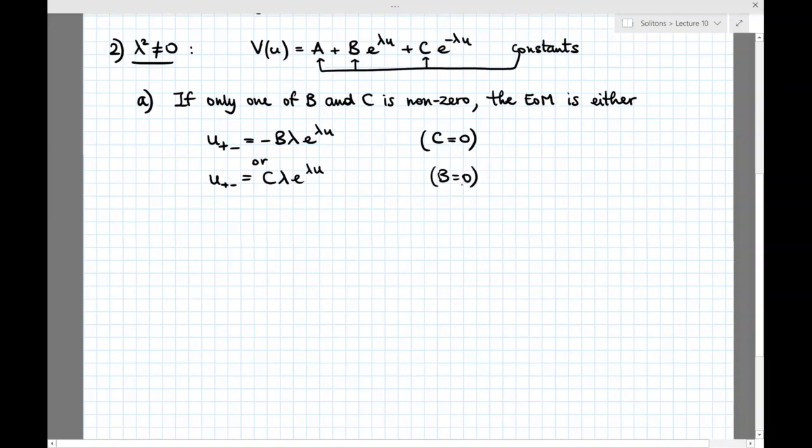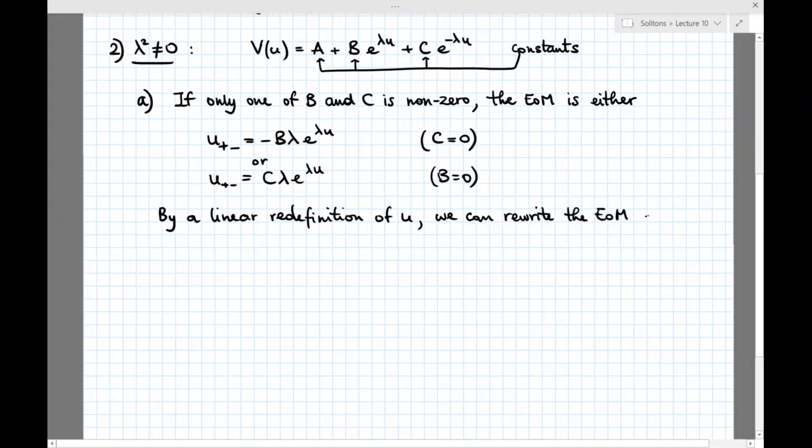And in either case, by a linear redefinition of u, we can rewrite the equation of motion in the following form: u plus minus is equal to exponential of u. This equation is known as the Liouville equation.